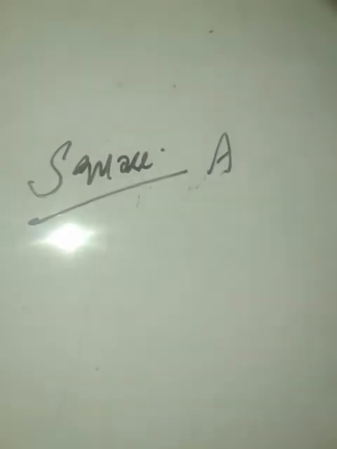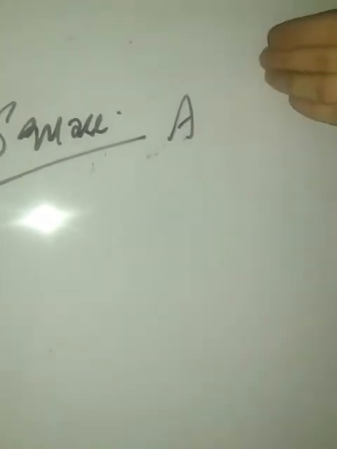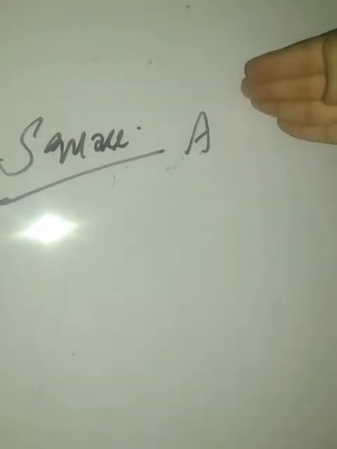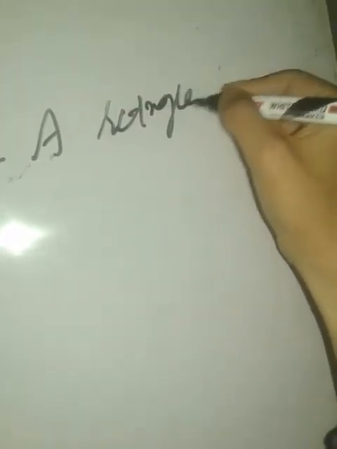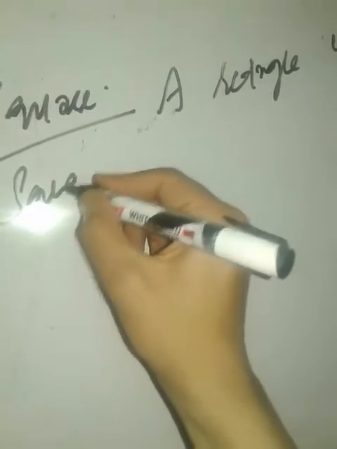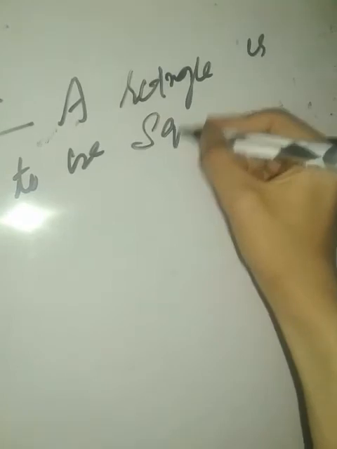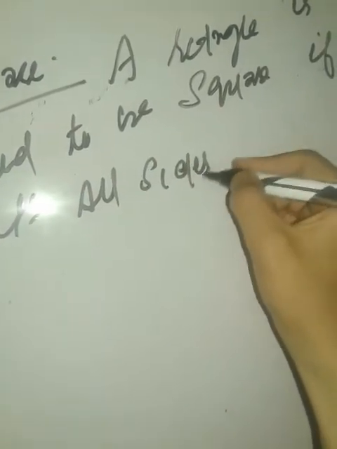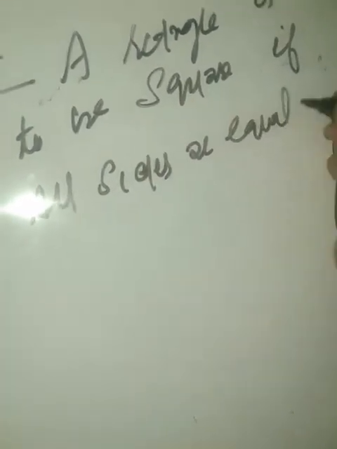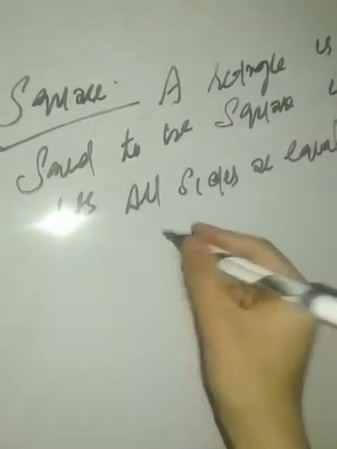Remember, first of all, we read the parallelogram. Then the rectangle is also a parallelogram, but a special type of parallelogram. The square is a rectangle, but a special type of rectangle. We will discuss it. A rectangle is said to be a square if all its sides are equal. If all sides are equal, have a look.